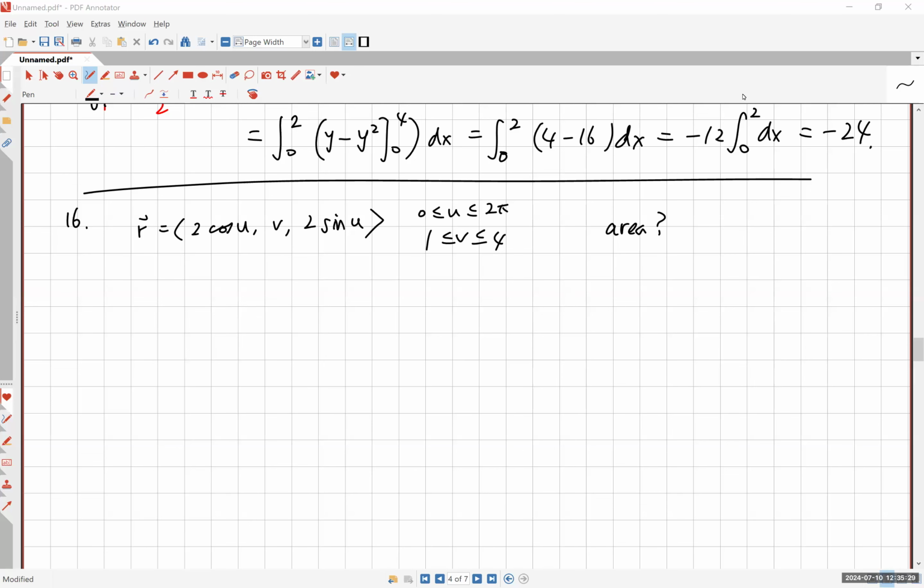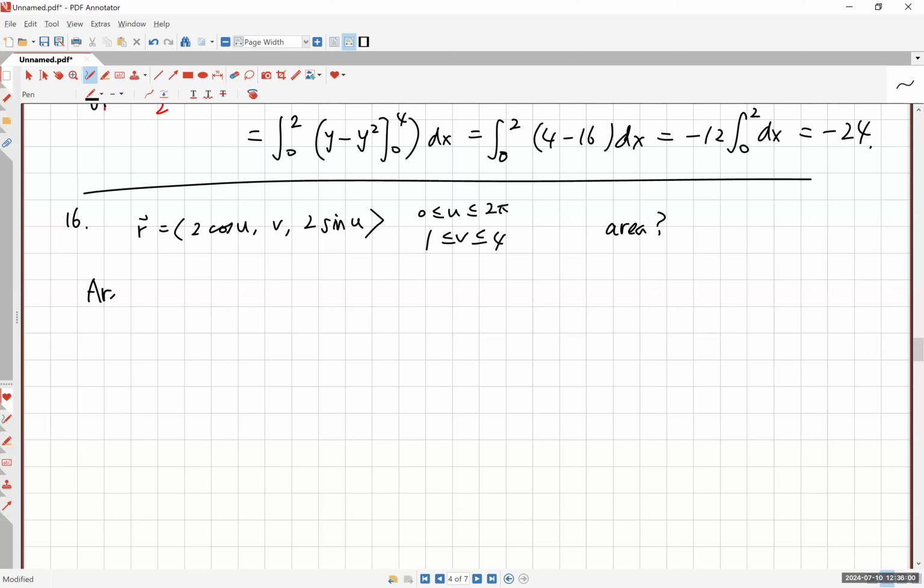All right, the final section, number 16 and following. So number 16 has to do with finding the area of a surface that is parameterized by U and V. The parameterization is given here. U goes from 0 to 2 pi, V goes from 1 to 4. You are asked to sketch and identify the surface and then to find the area of this surface using the given parameterization. So that would involve a double integral.